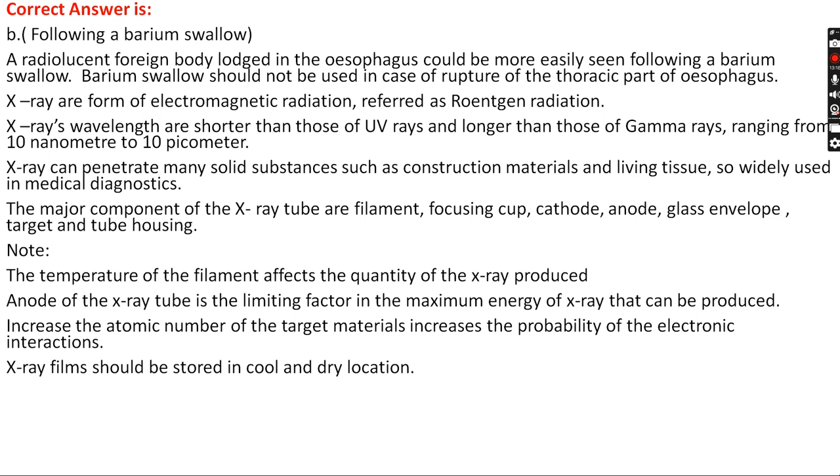If we talk about the X-ray machine, the X-ray tube mainly includes the following parts: a filament, a focusing cup, a cathode, an anode, a glass envelope, a target and a tube housing. Note that the temperature of the filament used in the X-ray tube affects the quantity of X-rays produced. The anode of the X-ray tube is the limiting factor in the maximum energy of X-ray that can be produced. If we increase the atomic number of the target material, that also increases the probability of electronic interactions.